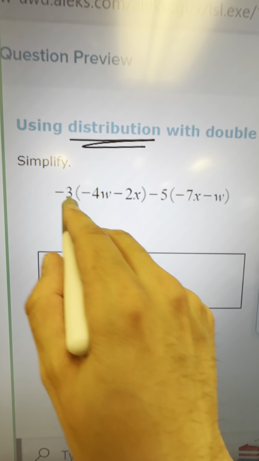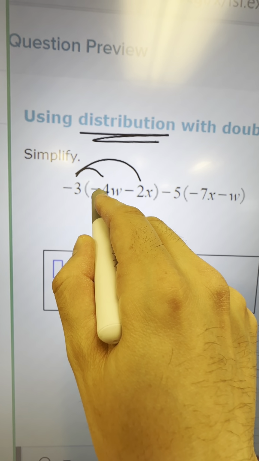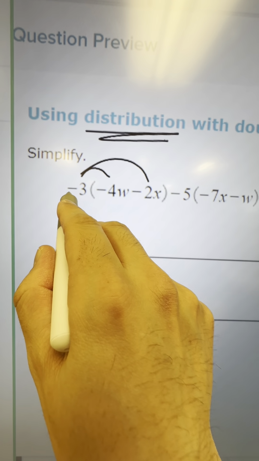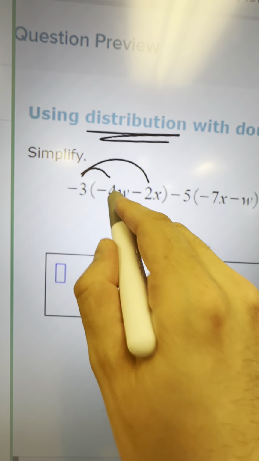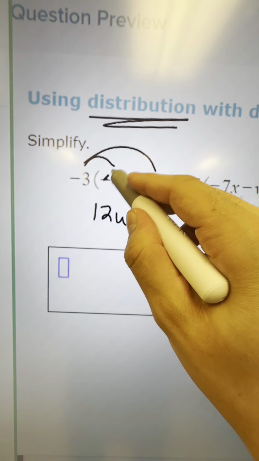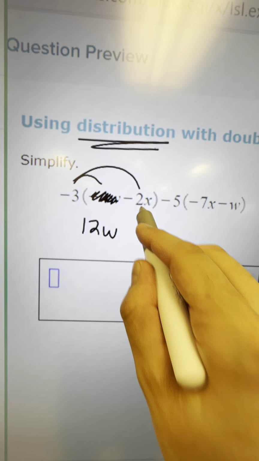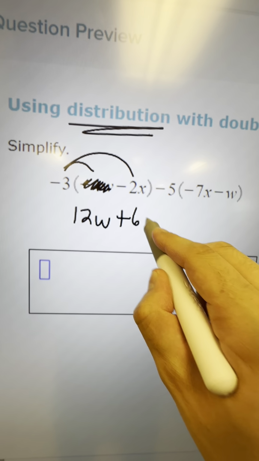So in this example here, I'm distributing a negative 3 here. So negative 3 times negative 4w. Negative times negative is positive, and 3 times 4 is 12, so I get 12w here. So almost like if you ignore this, now we have negative 3 times a negative 2, which is positive 6x.